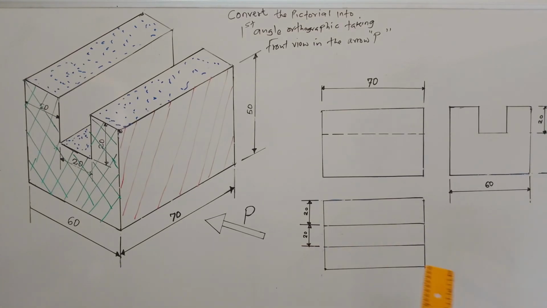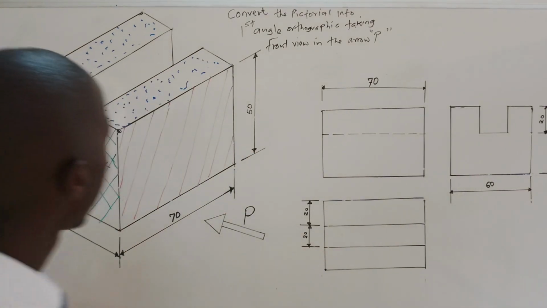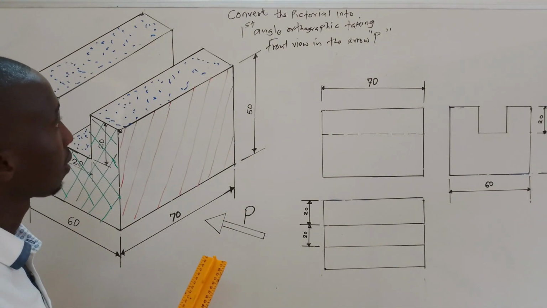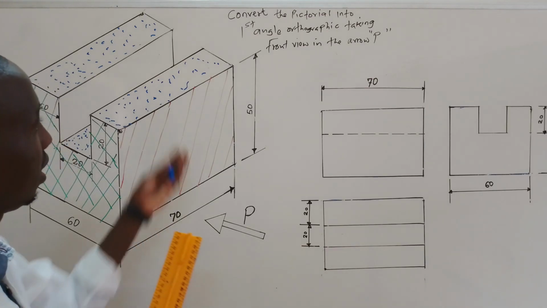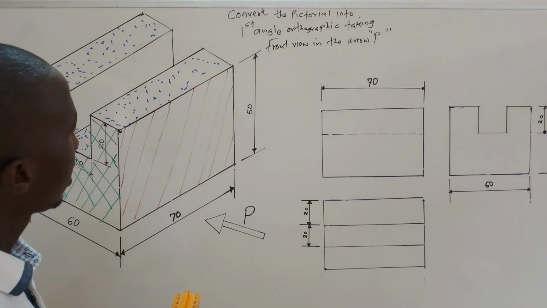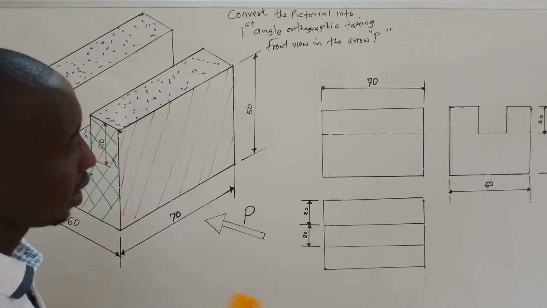And that is how you convert the pictorial drawing into orthographic projection. Specifically, we are doing the first angle. So up to that end, we will end there.